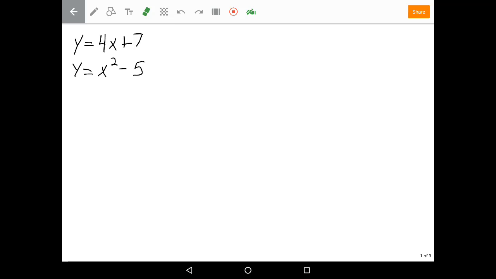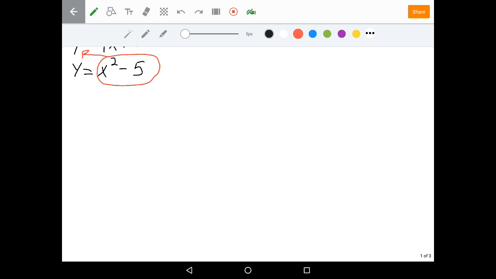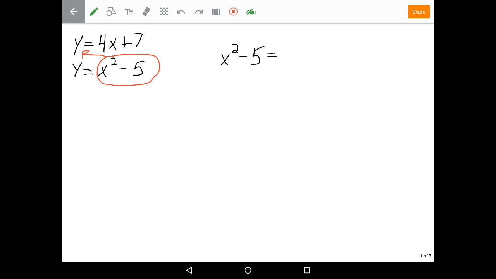In this video, I'm going to solve the system of equations. Since they're both equal to y, I'm going to take this expression and plug it in here for y. So that's going to give me x squared minus 5 is equal to 4x plus 7.